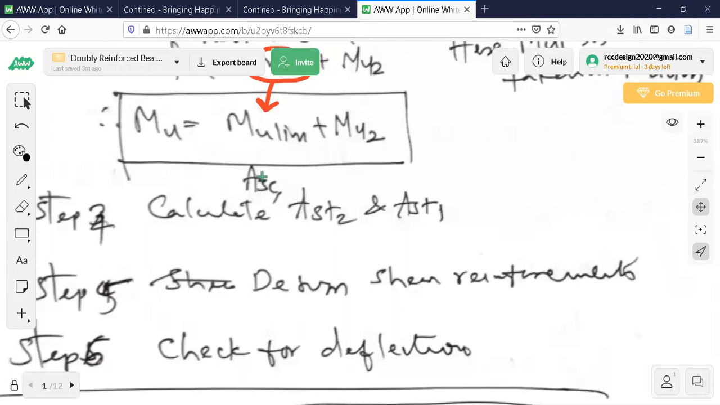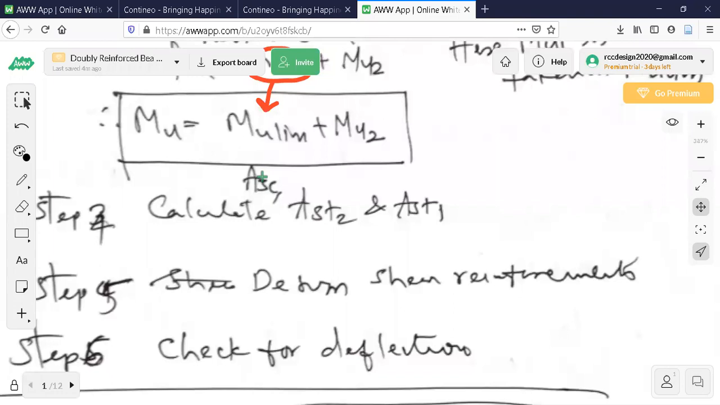That value I'm going to use for finding Ast2 and Asc values. How, I have already told you. Once I will use one of the couple, that is Cu2 into d minus d dash, where Cu2 is fsc into Asc. Using Cu2 into d minus d dash, I am going to find Asc. And how to find Ast2? I am going to use Tu2 into d minus d dash. Tu2 into d minus d dash is equal to Mu2. Thus, Mu2 is used two times to find out Asc and Ast2 values.